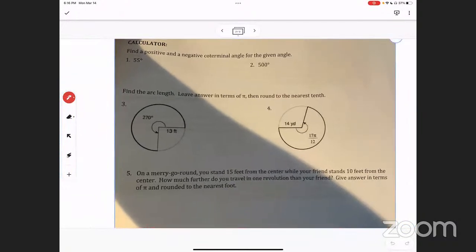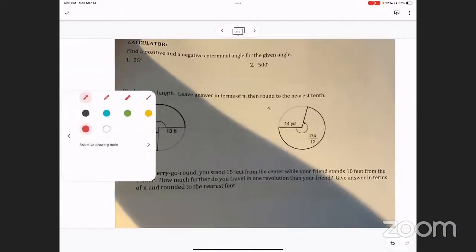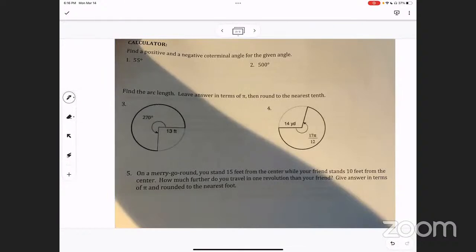Find a positive and negative coterminal angle for the given angle. Remember doing this? I know how to do that. Yeah. All right, good. How about this next one? How about for 500?